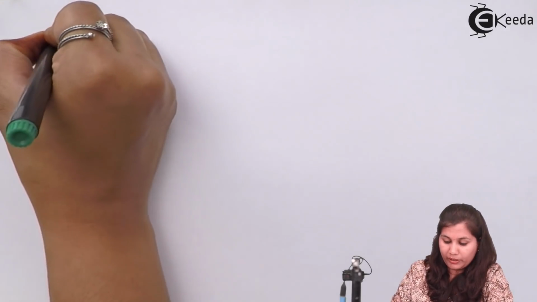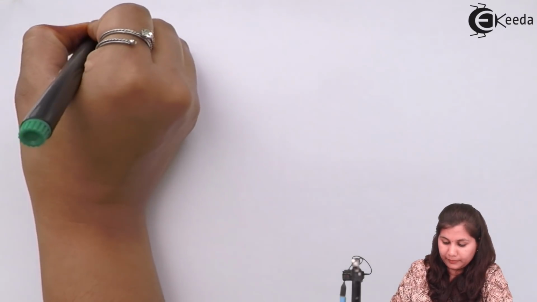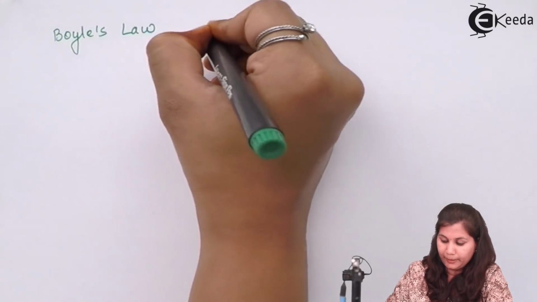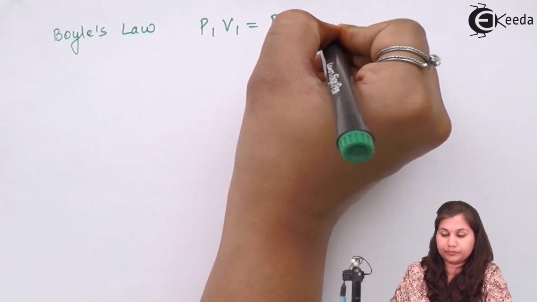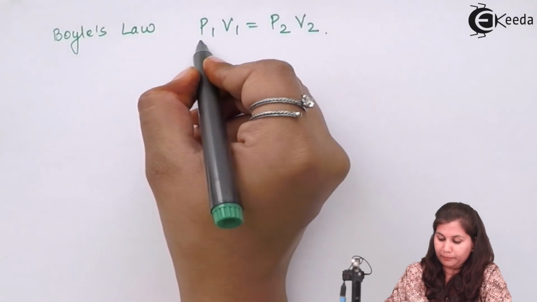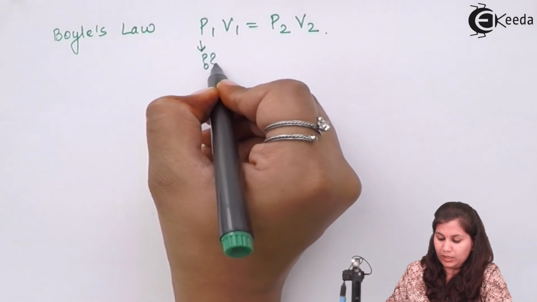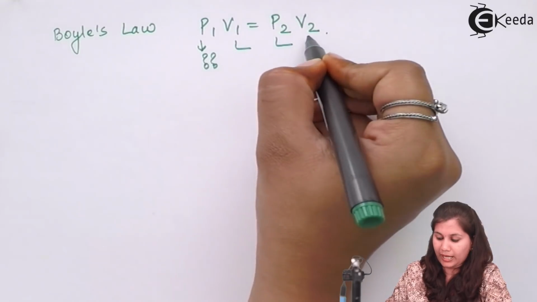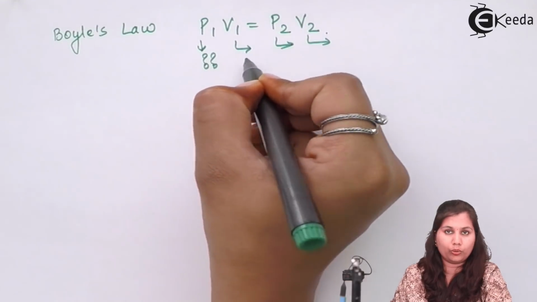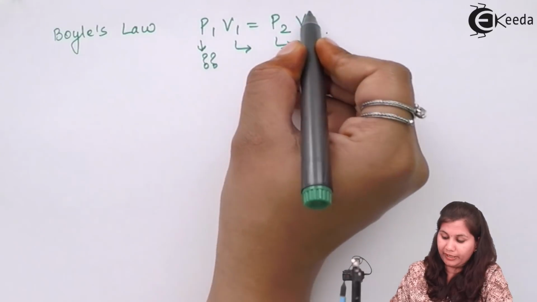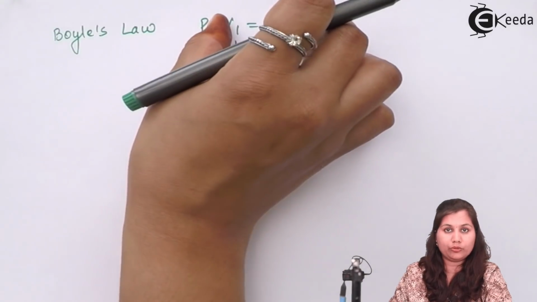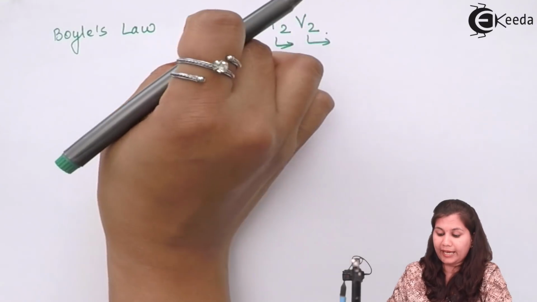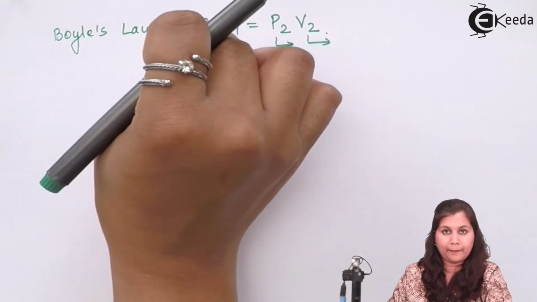Now according to Boyle's law, P1 V1 is equal to P2 V2. Okay, so P1 is unknown to us, V1, P2 and V2 we already know. So let us find out what the volume and pressure values are, and then we are going to substitute their values here and we will find out the unknown pressure.